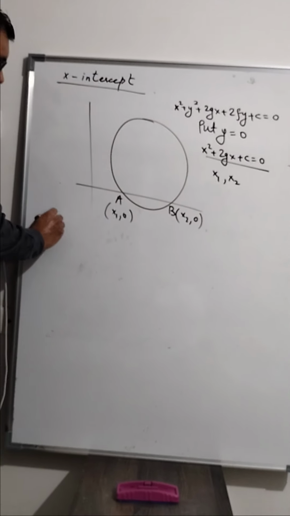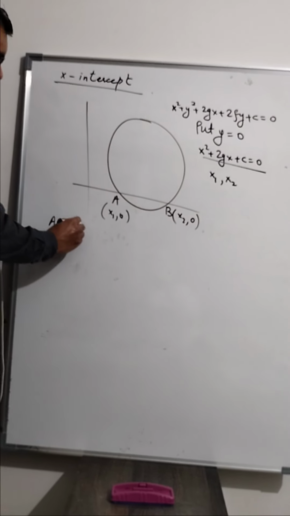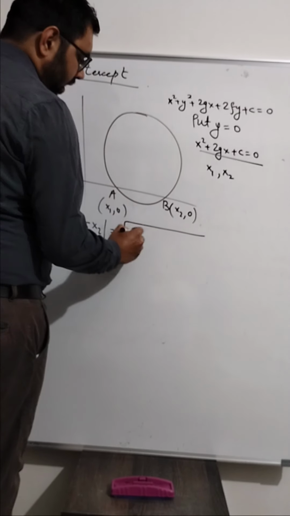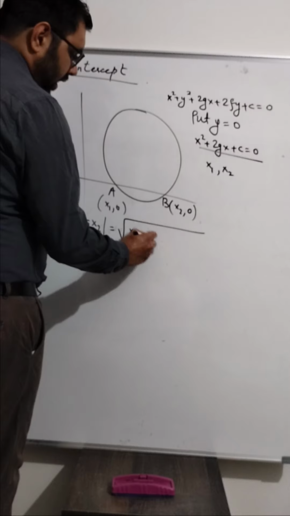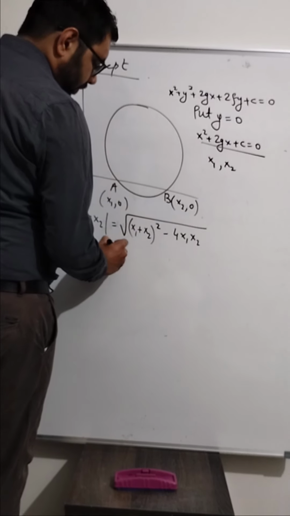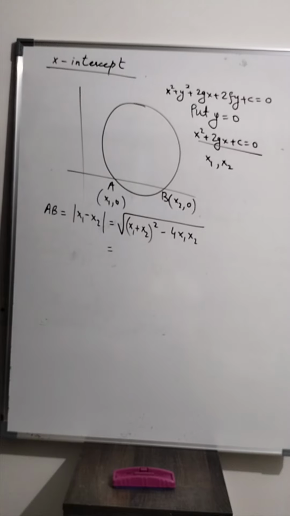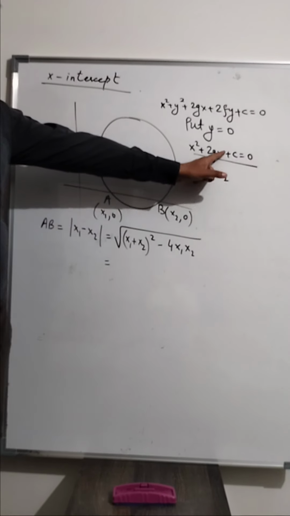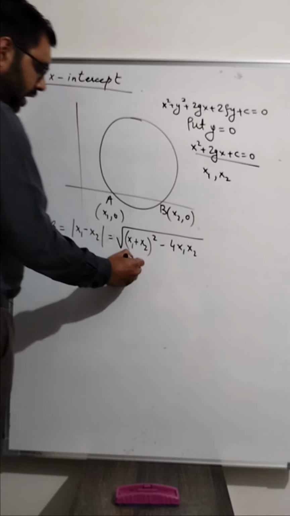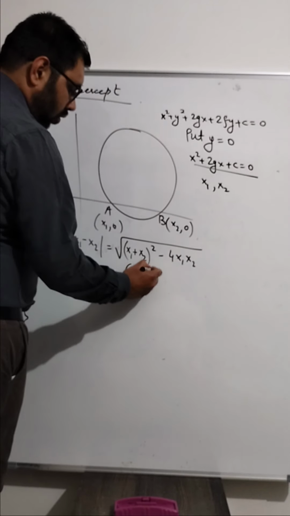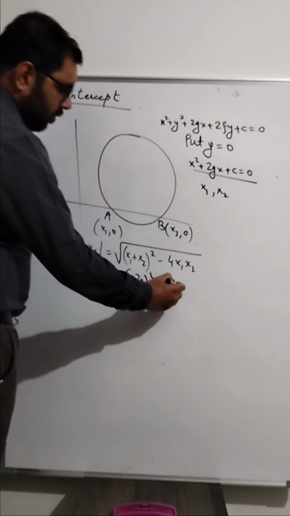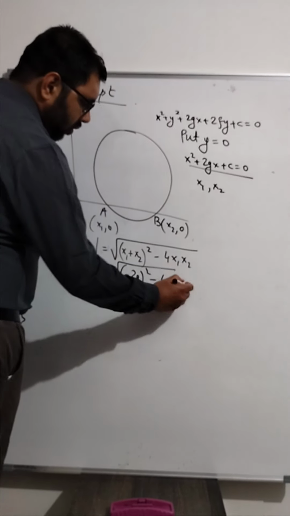We are interested in finding the length AB. So AB is equal to mod of x1 minus x2, which can be written like this: root of x1 plus x2 whole square minus 4x1 x2. Since x1 and x2 are the roots of this quadratic equation, x1 plus x2 will be written as minus b by a. So minus 2g whole square, and minus 4 x1 x2, where product of roots will be c, and you take square root of that.